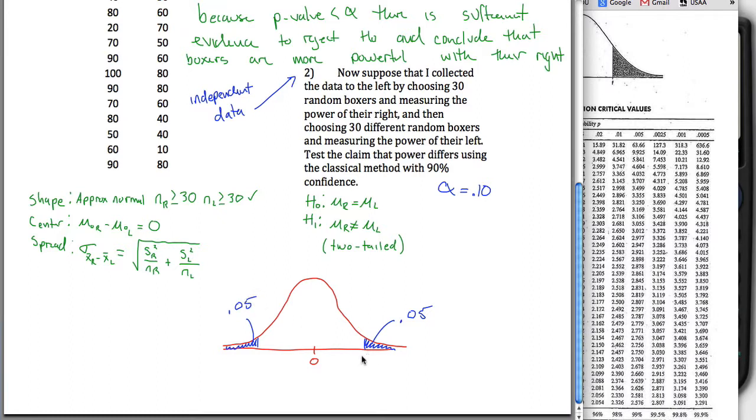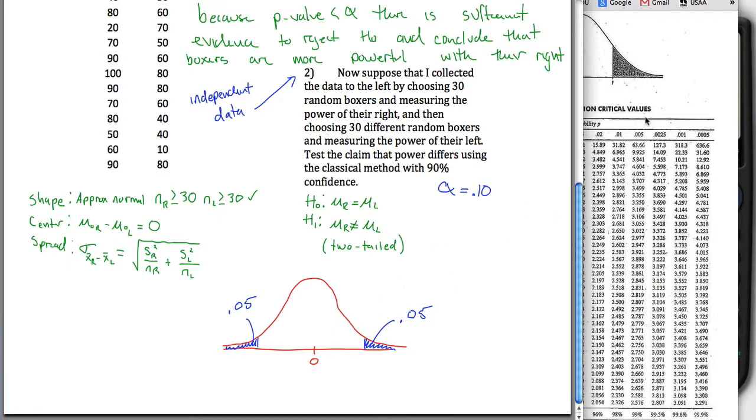If you happen to have the inverse t function on your calculator, you can figure that out by doing inverse t 0.05 and then 29, because that's how many degrees of freedom we have, n minus 1. What we're going to do on these, since we have two different values of n, is we're always going to use the smaller of the two. In this case, they were both 30, so it didn't matter. But if we had different values here, you just use the smaller one.